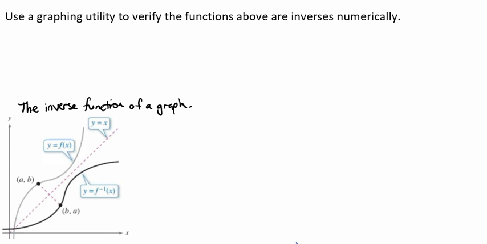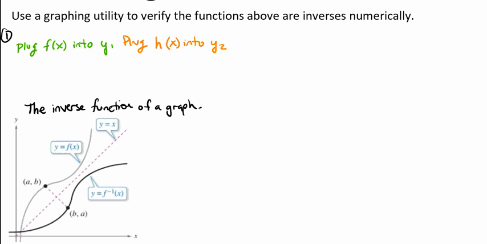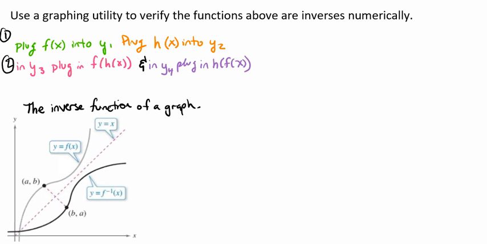So let's begin by talking about the graphing utility to verify our functions or inverses numerically. There are three easy steps. First, you're going to plug your f of x into the y1 spot, and you're going to plug your h of x into the y2 spot. Second, in the y3 spot, you're going to plug in your f of h of x, and in the y4 spot, you're going to plug in your h of f of x.